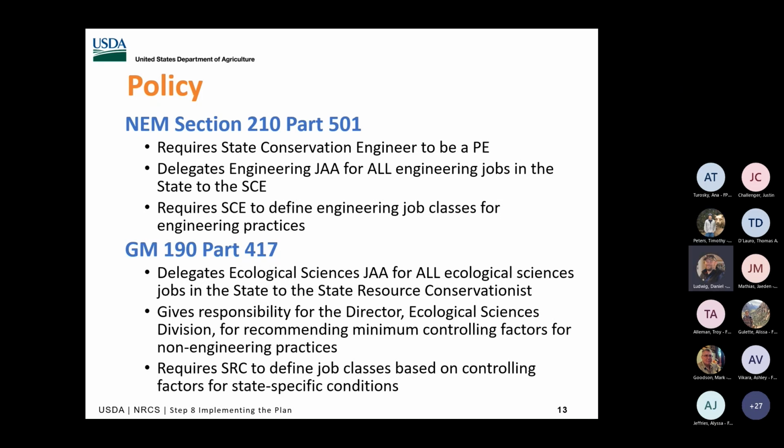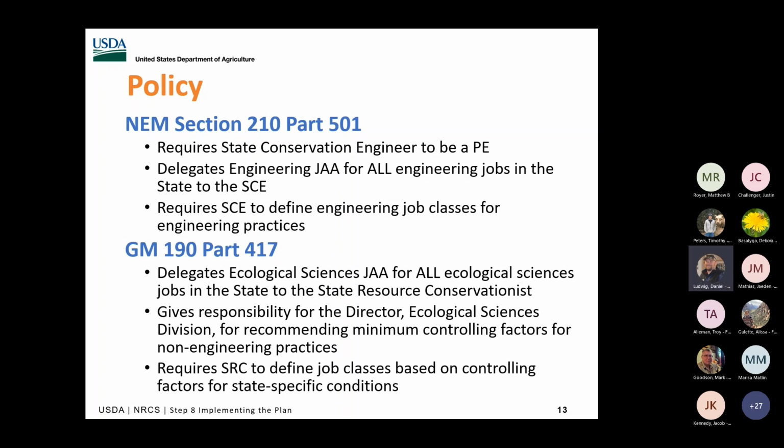Okay, so as I started off here, policy is broken into two different sections, engineering and ecological sciences. From the engineering side of things, it requires the state conservation engineer to be a PE, which Tim is, and then he's responsible for delegating all engineering JAA for all engineering jobs in the state. Basically, that's what the policy is saying. It delegates him as the sole person to be awarding job approval.